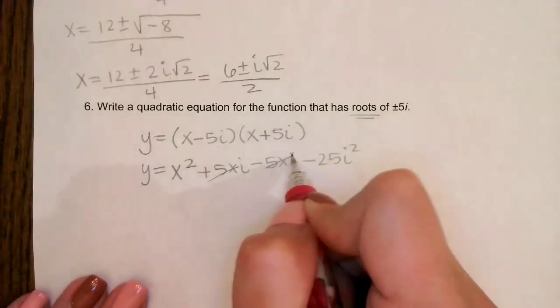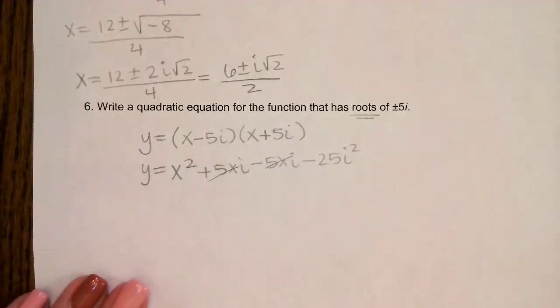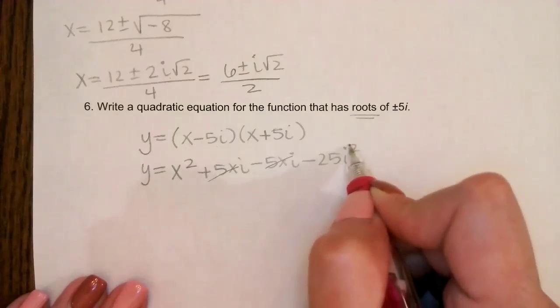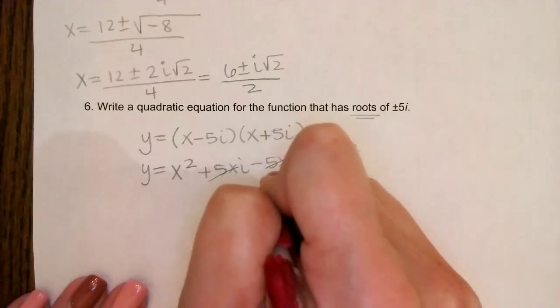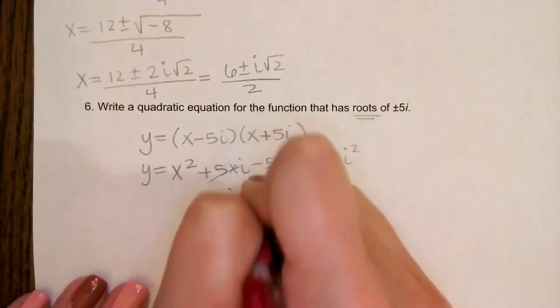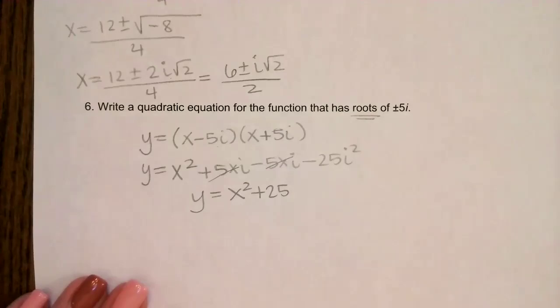Now, these are the same with a different sign, so they're going to cancel out. And we know that i squared is negative 1. So negative 25 times a negative 1 is a positive 25. There's our equation. Told you there wouldn't be an i in it. All right, that's quadratic formula.